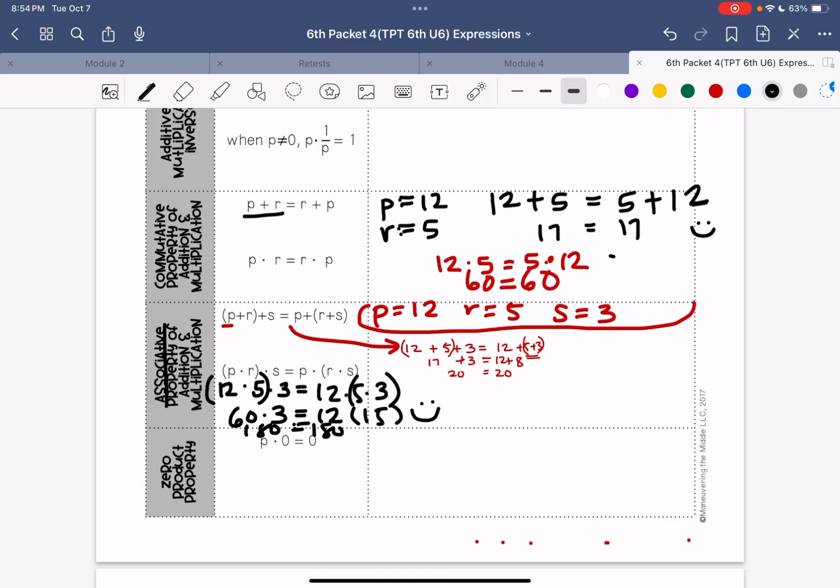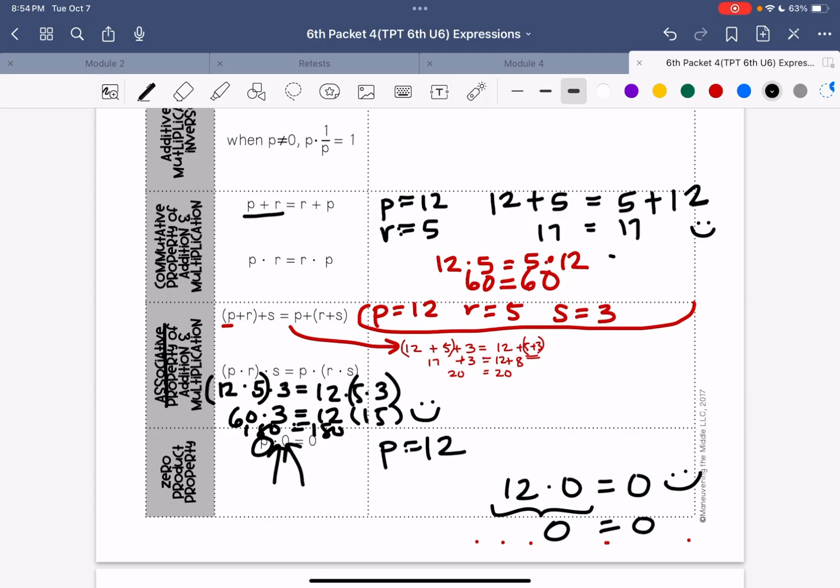All right, the last one is a zero product property. This one is everyone's favorite. If I start out with any number here, let's call it 12, and I do 12 times 0, I'm always going to get 0. Okay, and that works. 12 times 0 equals 0.